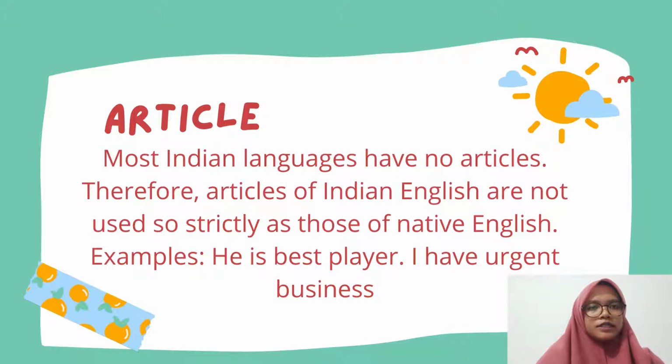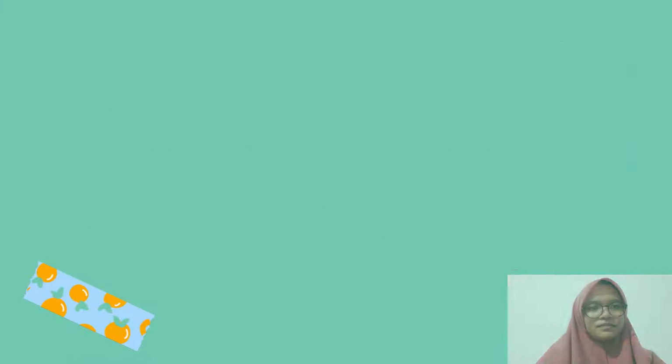The first one is article. Most Indian languages have no articles. Therefore, articles in Indian English are not used as strictly as those of native English. For example, he is best players. I have an urgent business.